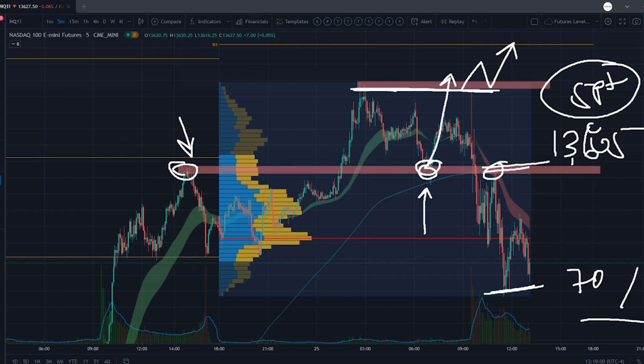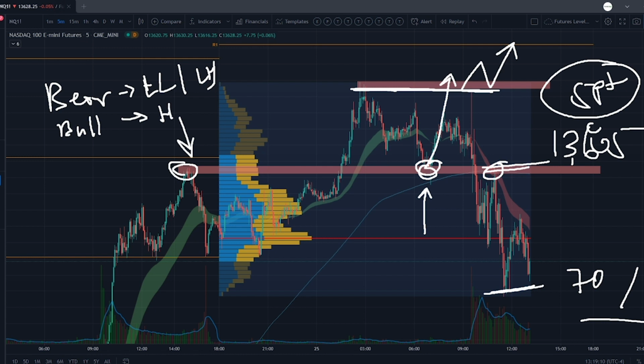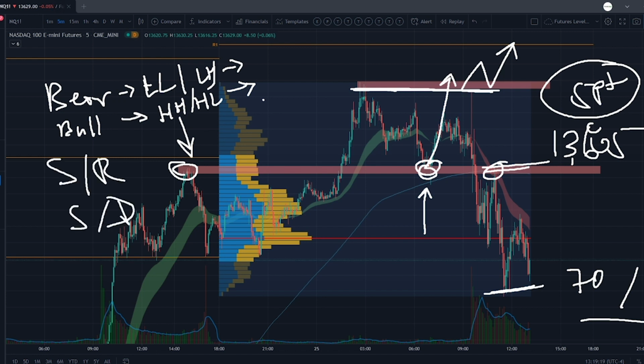Now remember to use your bear and bull understanding of lower lows and lower highs, and also higher highs and higher lows. Understand how these structures change, and also understand how to draw your support, resistance, or supply and demand zones for key price action trading.